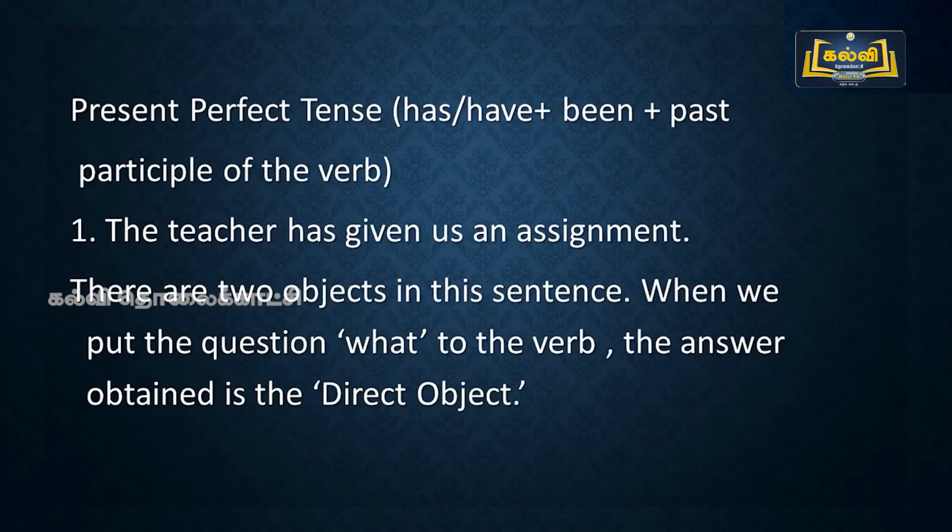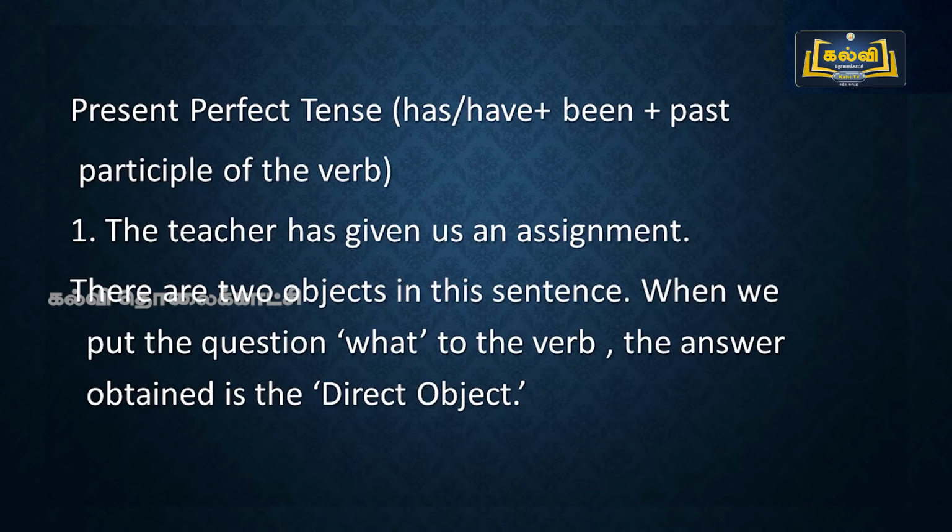Now look at the sentence. The teacher has given us an assignment. Now in this sentence, you find 2 objects. When we put the question what to the verb, the answer obtained is called the direct object. And when we put the question whom to the verb, the answer that we get is called the indirect object.